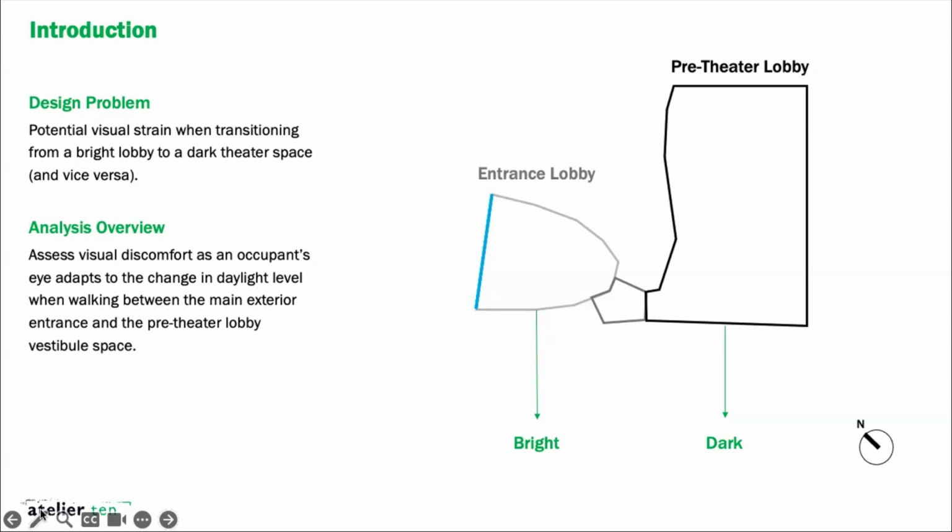And so they wanted to understand that when someone is transitioning from this entrance lobby into a darker vestibule, into a pre-theater lobby, is there going to be concerns with eye adaptation when you move from one area to the other, and also vice versa, right? Like if you're going from a very dark space into a bright space, you might get that sudden glare as a result of that. And so we use Radiance in order to determine if this is going to be a concern for the space.